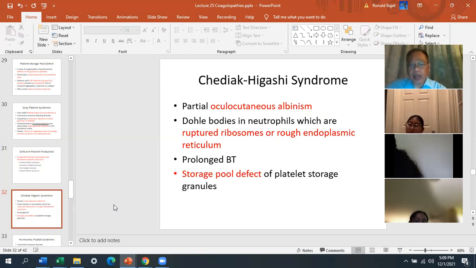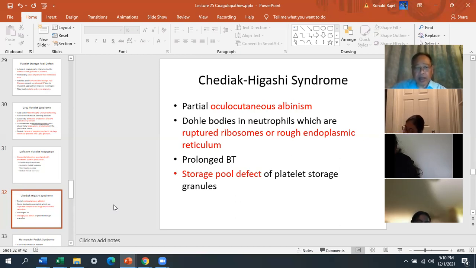With Chediak-Higashi syndrome, these patients have oculocutaneous albinism. So these are your albinos. They have white skin and pink eyes. The other characteristic is that they have Döhle bodies in their neutrophils. You remember Döhle bodies? Those are the blue blotches in the neutrophils. So oculocutaneous albinism with Döhle bodies is Chediak-Higashi syndrome.